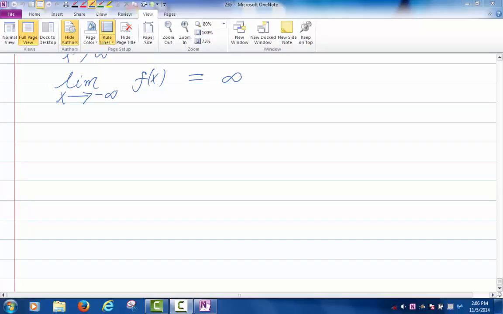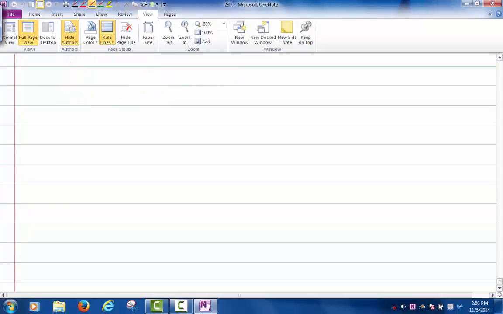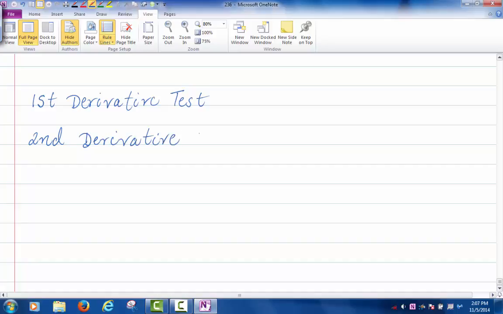First. There are two things that are left from that section. One is what is called the first derivative test. And another topic is known as the second derivative test.